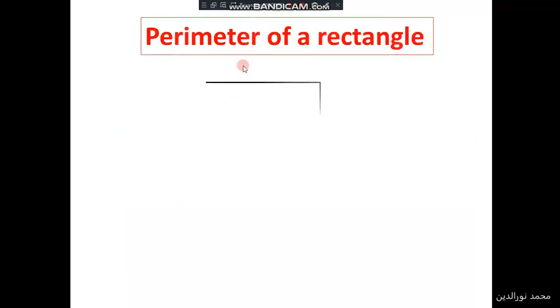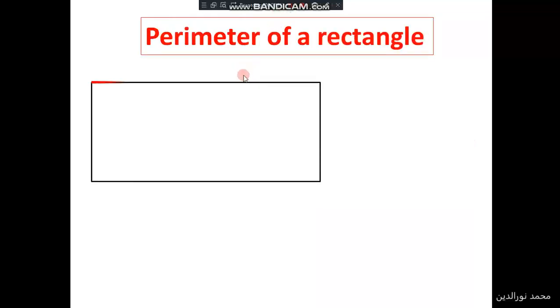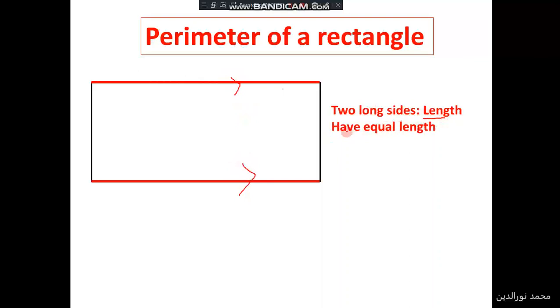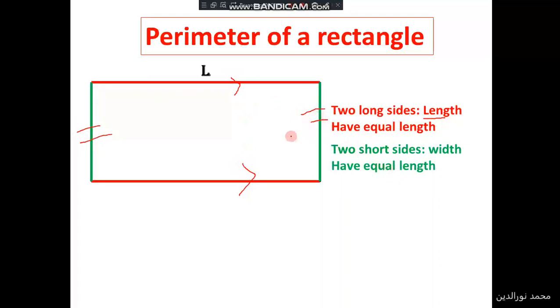Perimeter of a rectangle. Here we have a rectangle. We notice that we have two long sides, which we call the length, and two equal short sides, which we call the width. So we have two lengths and two widths in a rectangle.